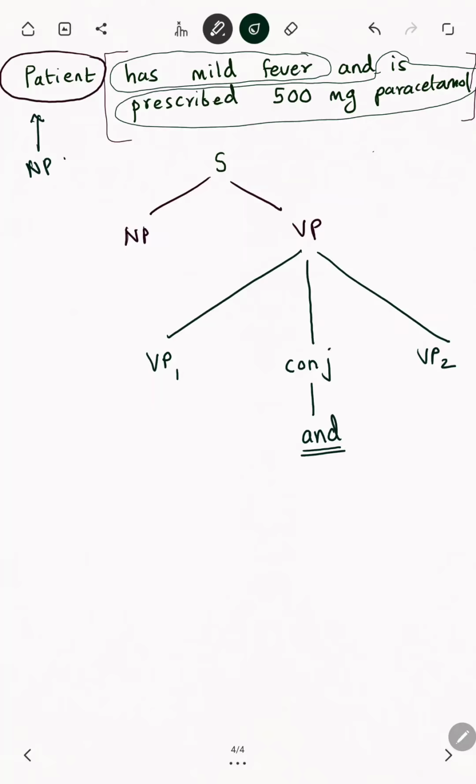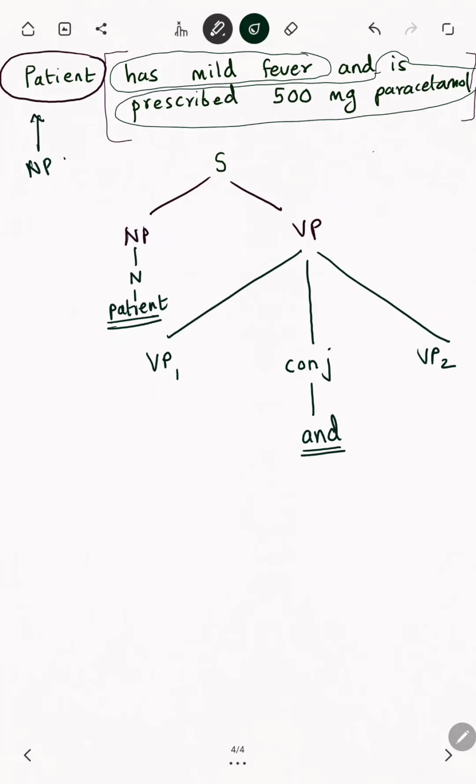Similarly, let's complete this easy branch, that is patient. So noun phrase, the leaf node has to be patient, but what is the part of speech for patient? The part of speech is noun. So we'll have noun, patient, right? So this part is over.